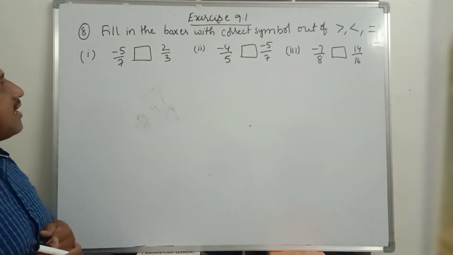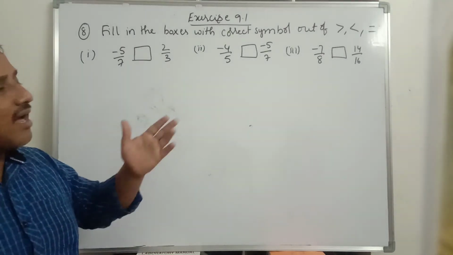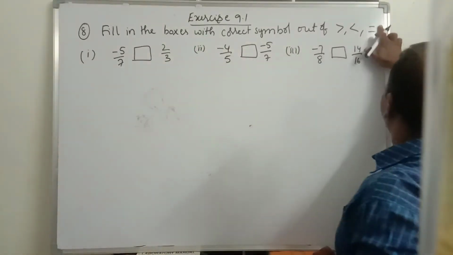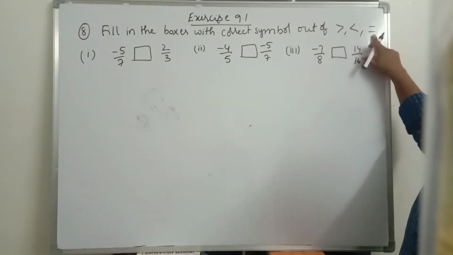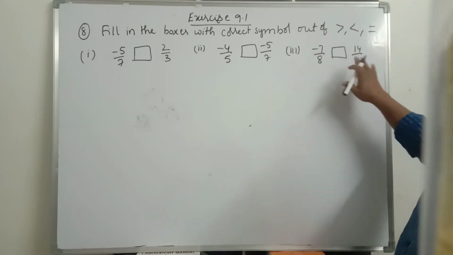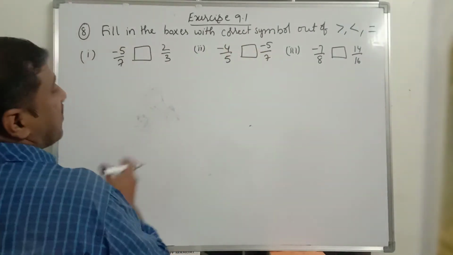Fill in the boxes with the correct symbol out of greater than, less than and equal to. So what is the sign? Greater than sign, less than sign and equal to sign. Which sign is suitable for this? We have to fill the boxes, that is, comparison of rational numbers.